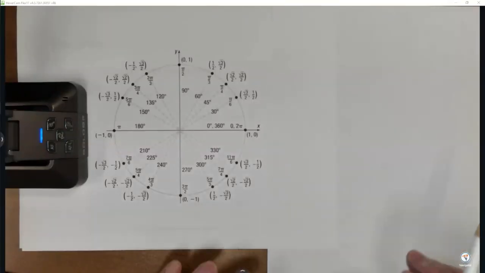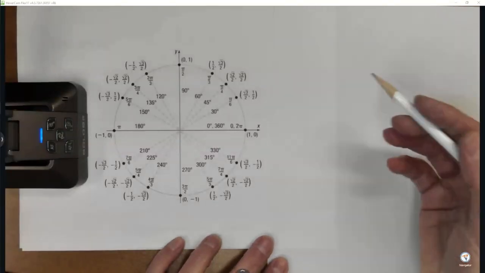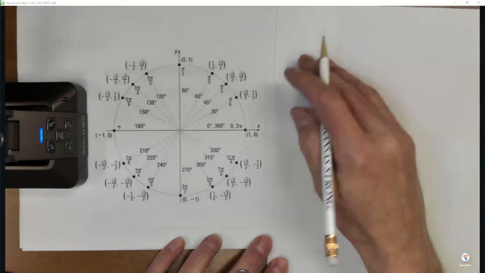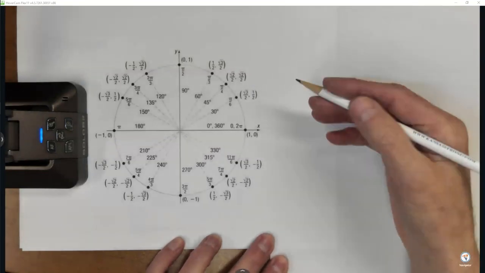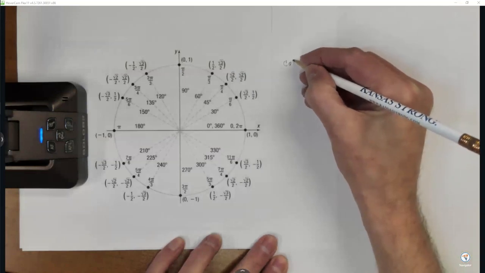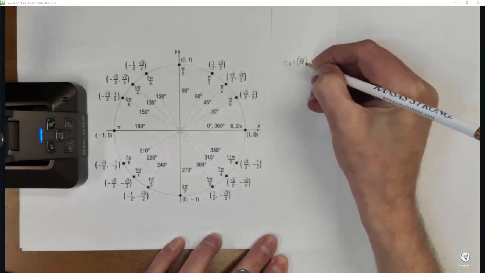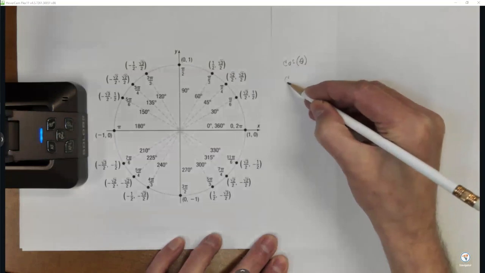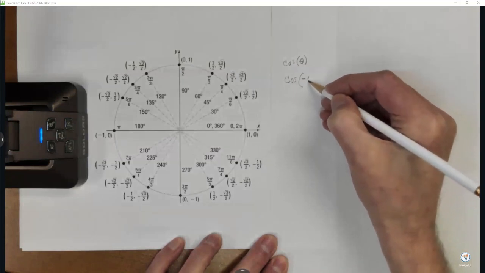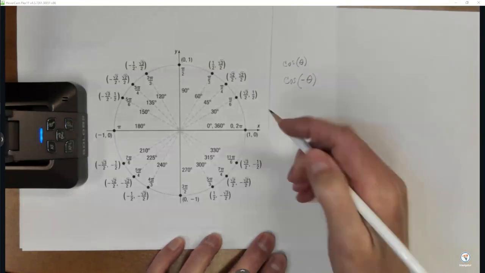Hey class, we want to look at one last idea on these properties, and we're going to look at something called the even and odd property. So if we think of a cosine of theta and then a cosine of negative theta, look what happens here.